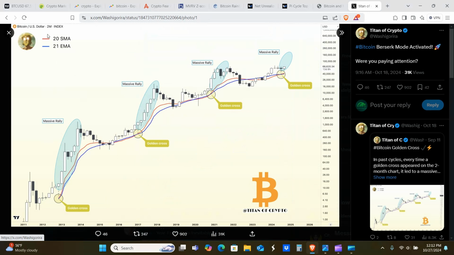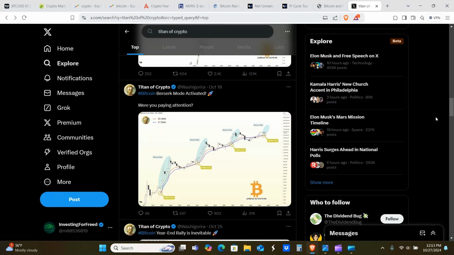So another one here, this is the 2 weeks. So you got the 20 SMA, which is simple moving average, 21 EMA, which is something we use. Every time you get a golden cross on the 2 week, this thing leads us into a massive bull market. So you can see we just recently had one here after the 6 months of chops. So what should happen after this? Well, if history is any indication, we should get another bull market.